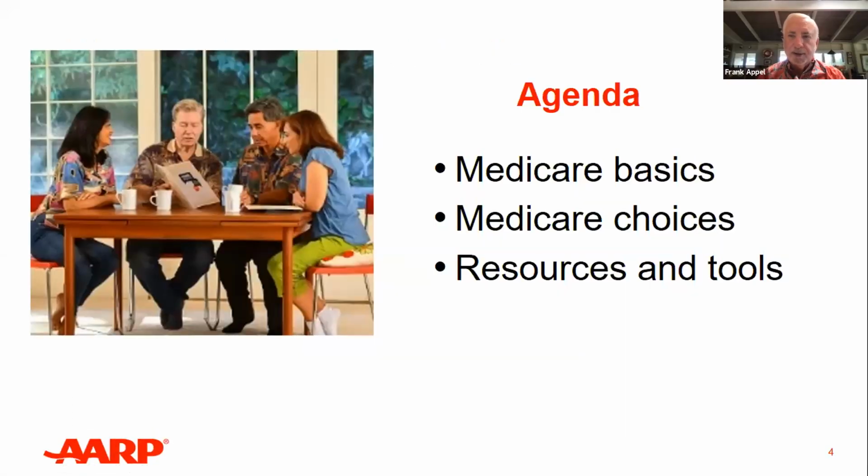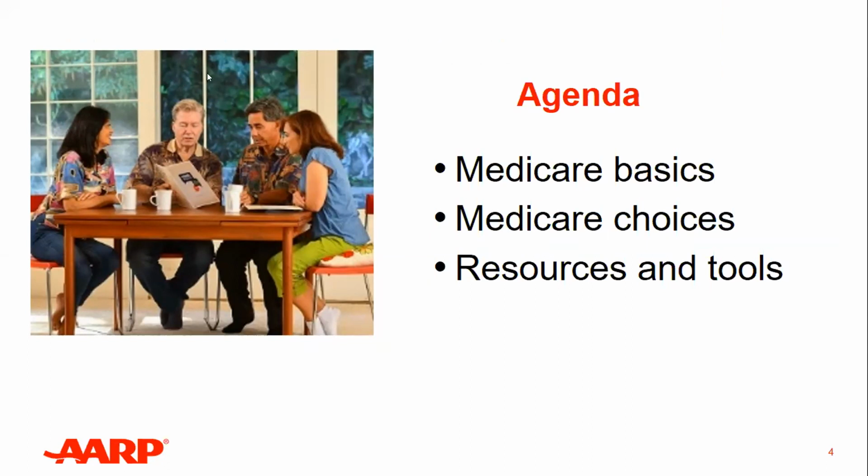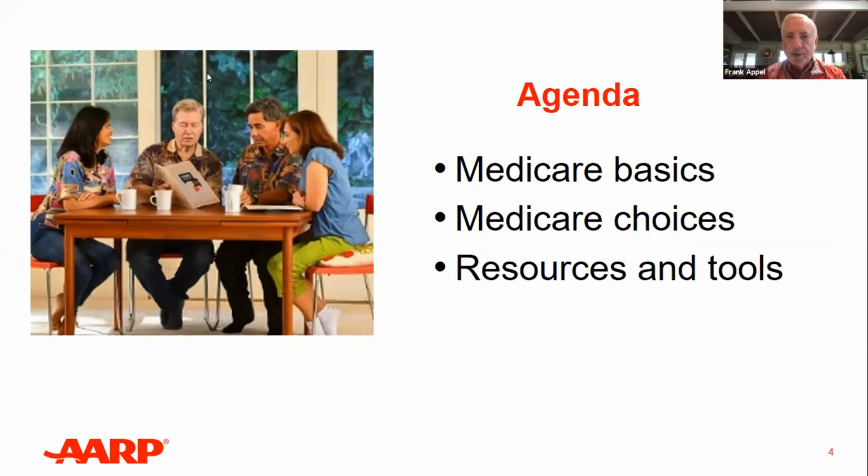Our agenda today is to cover Medicare basics: what Medicare covers, what it doesn't cover, what the costs are, what the parts of Medicare are, then the choices that you make as you begin to get your Medicare benefits. There are choices that you get to make about how you want to receive those benefits. And then last, we're going to spend some time on giving you some resources and some tools that will help you if you have further questions and help you explore Medicare further. Okay, Jackie.